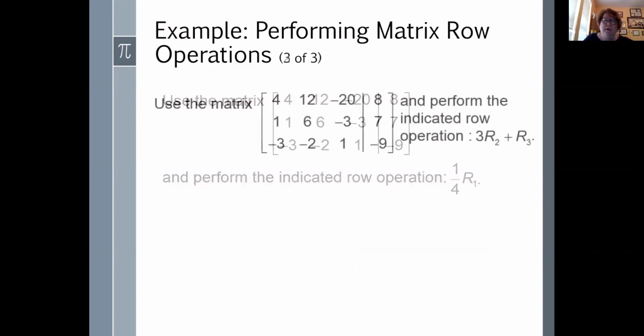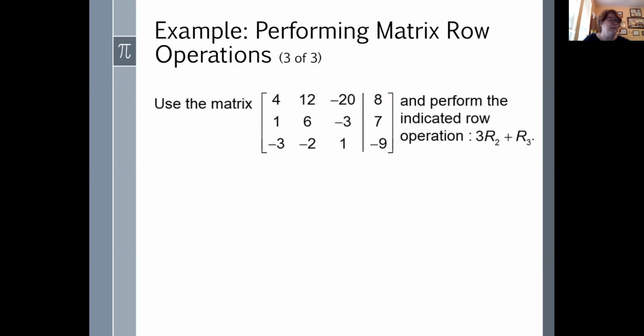All right, our last row operation practice. What does this row operation indicate for me to do? This row operation says to take 3 times the second row and add it to the third row. This gives me a new third row. It doesn't change the first row. It doesn't change the second row. Adding a multiple of one row to another changes that row only. So what are we going to do?